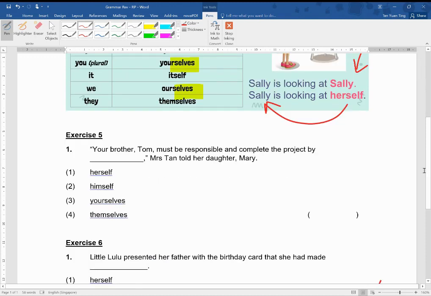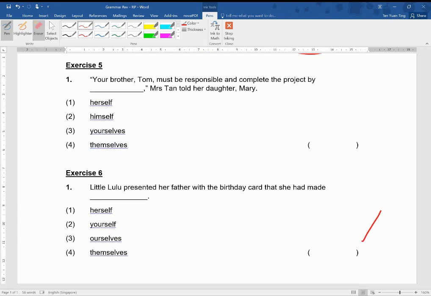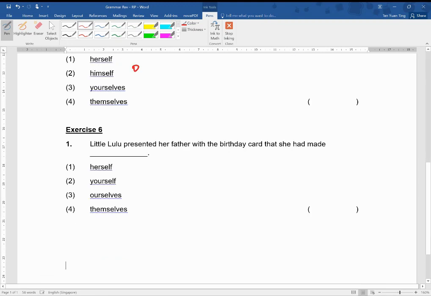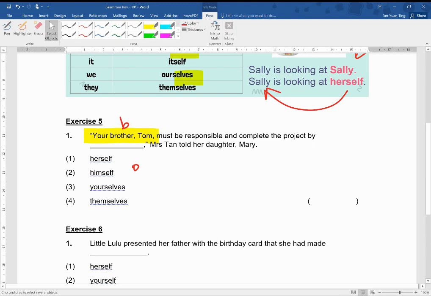Now let's look at exercise 5, question 1. Your brother Tom must be responsible and complete the project by blank, Mrs. Tan told her daughter. So, who are we looking for in this sentence? Who is the main character of this sentence? It's actually the brother Tom. And Tom here, we know, is a male. He is a boy. So for males or boys, we will be using the word him. So in this case, my answer is number 2.